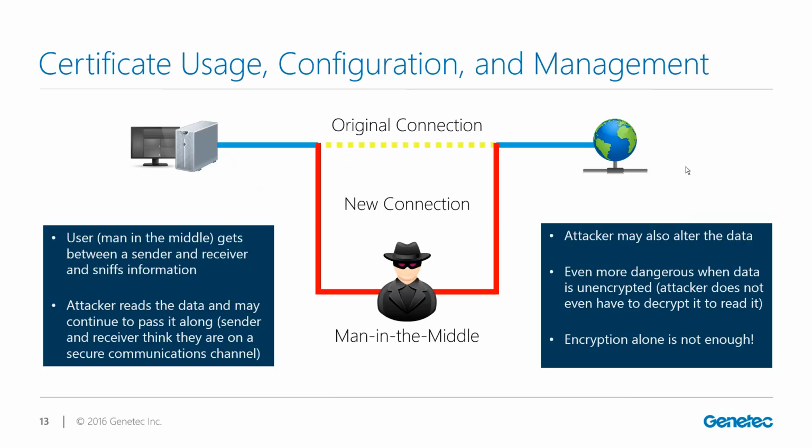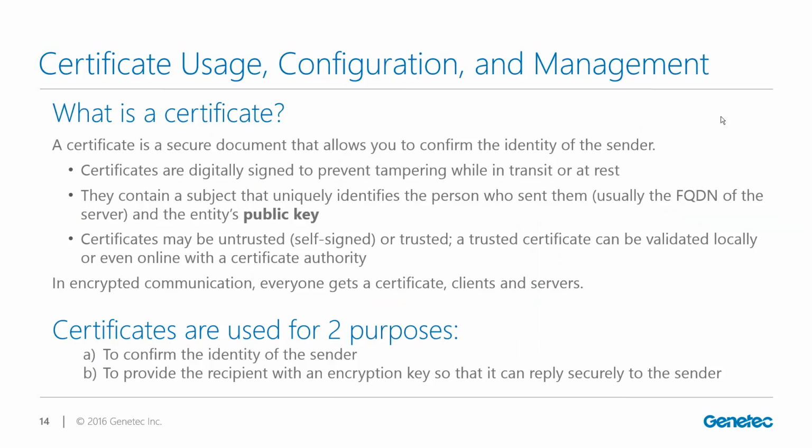So this is where we bring certificates in. Because a certificate is a secure document that is attached to the data, and it allows you to confirm the identity of the sender. So in our man in the middle example, the man in the middle would intercept the data, but then on the end, the person who is receiving it would take a look at the certificate and say, wait a minute, that's not who I was expecting that from, so I'm not going to trust this information. They're digitally signed, so that prevents tampering while the data is in transit, so it's going over the network, or at rest, which means you can have certificates on data that are actually stored on storage locations.